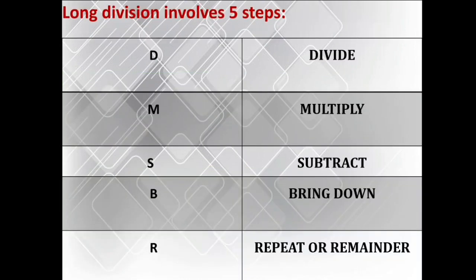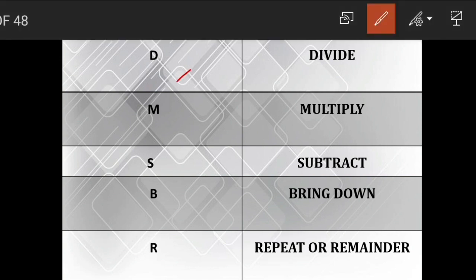Next is long division, which involves 5 steps. Usually when you are dividing a number, there are 5 steps which we follow: DMSBR. DMSB and R. What are these? D is divide, then multiply, then subtract, then bring down, then repeat or remainder. What does this mean? Let us discuss.